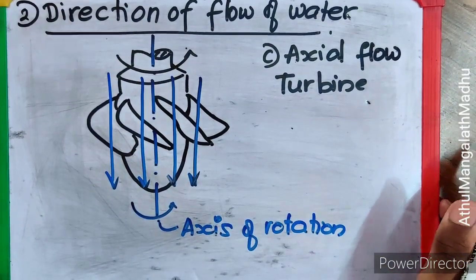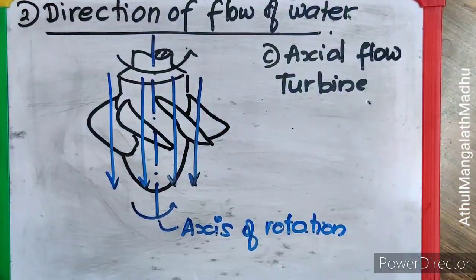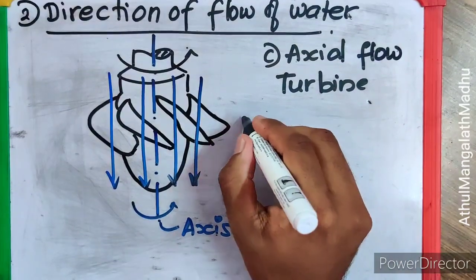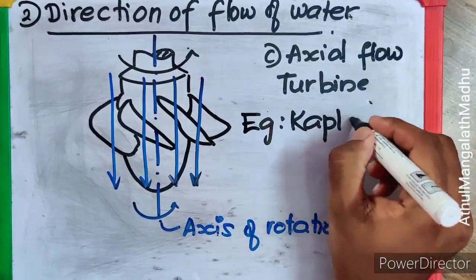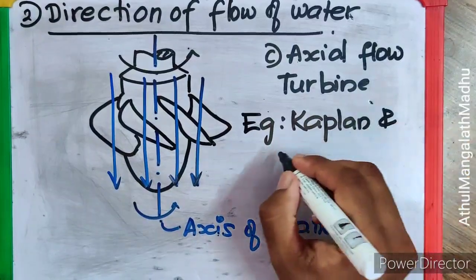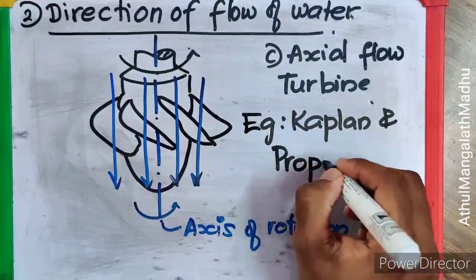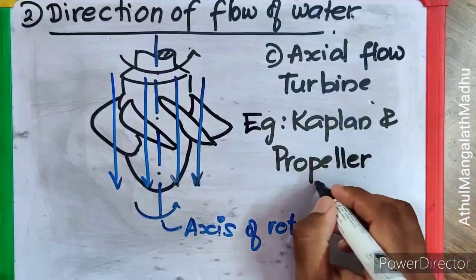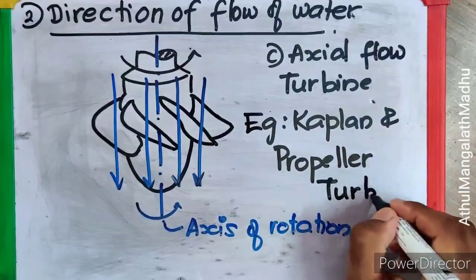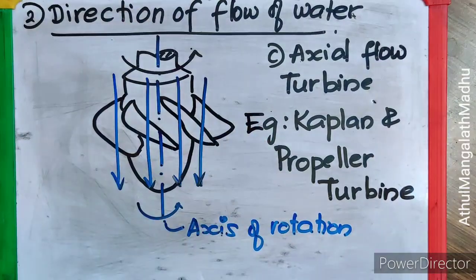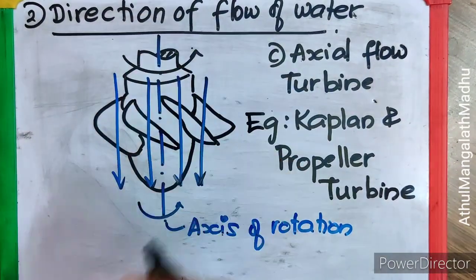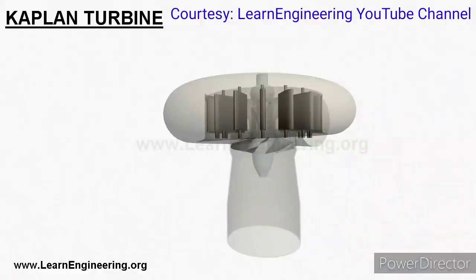The examples for axial flow turbine are the Kaplan turbine and the propeller turbine. Kaplan and propeller turbines are examples of axial flow turbines. This is how it happens. As it is rotating, the flow direction will be parallel to the axis of rotation.